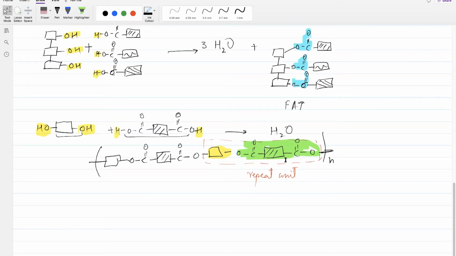Third step, copy that again because you have to show at least 3 repeat units. And fourth step, show lines through the brackets, which shows that it's some polymer, it keeps going forever and ever. Okay, so this thing is called fat because it is made through fatty acid and glycerol.